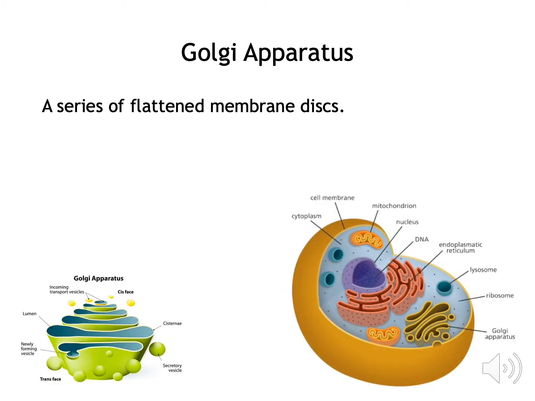The Golgi apparatus is a series of flattened membrane discs, which we will later find out have a role in the post-translational modification of proteins. The Golgi apparatus is usually found between the endoplasmic reticulum and the plasma membrane.